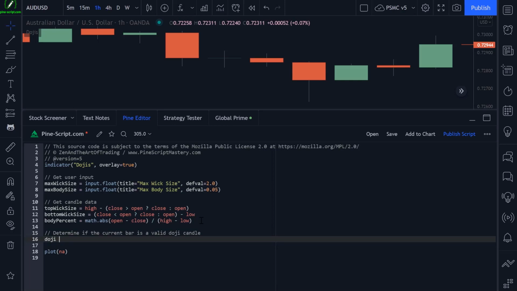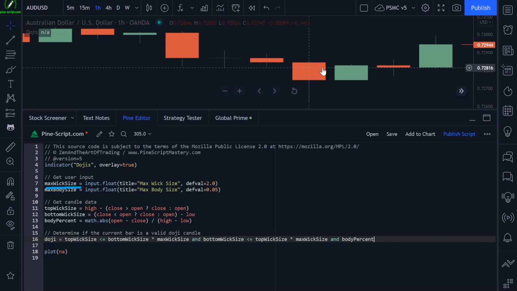Now, to detect a Doji, we need to do three things here. We need to check, is the top wick size less than or equal to the bottom wick size multiplied by the max wick size setting, this setting here. By default, that's 2 times the size of the bottom wick. And is the bottom wick size less than or equal to the top wick size multiplied by that same max wick size parameter. And then finally, is the candle body percent less than or equal to our max body size, this value here.